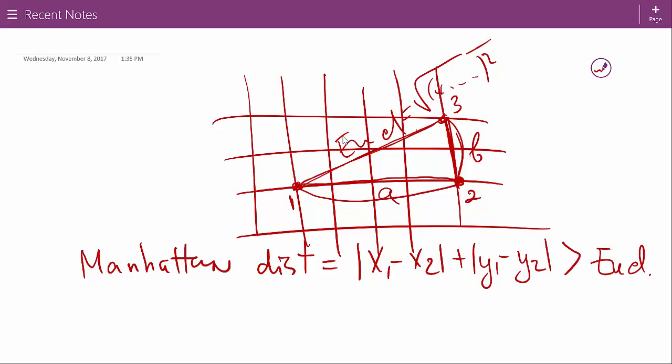Manhattan distance is always greater, right? Why? Because of the triangle inequality. Because A plus B is always greater than C in the triangle. C is my Euclidean distance, that's the hypotenuse. A and B are parts of Manhattan distance. So if I add them together, that's adding two sides, it's always going to be higher than the third side. So Manhattan distance is always greater than or equal to Euclidean distance, okay?